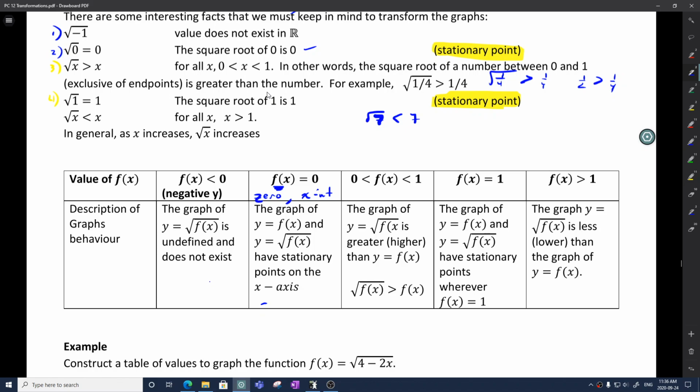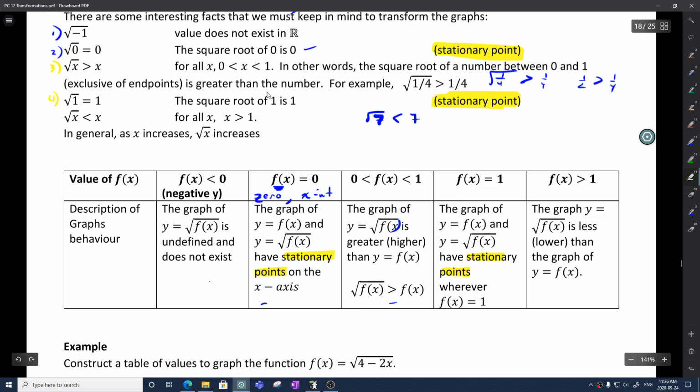Now the graph of y = √f(x). If the y values are between 0 and 1, the square root graph will be higher than the parent graph. And this is because the square root of f(x) will be greater than f(x). When f(x) is equal to 1, when the y value is equal to 1, the graphs of f(x) and the square root of f(x) have a stationary point. So whenever the y value is 1, there we have a stationary point. That was also true for when the y value was 0.